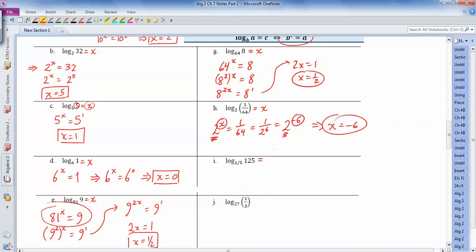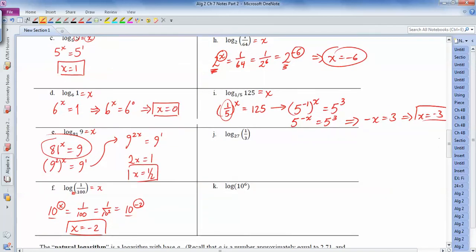Let's try this one. If I call that x, I've got (1/5)^x = 125. This one, maybe we're better off manipulating both sides. The side on the left is (5^-1)^x, because the inside is 1/5, that's 5 to the negative 1 on the inside. And then the other side is 5 cubed. And so this side turns into 5^(-x) = 5^3. So then I've got negative x equals 3, so x equals negative 3. And there we go.